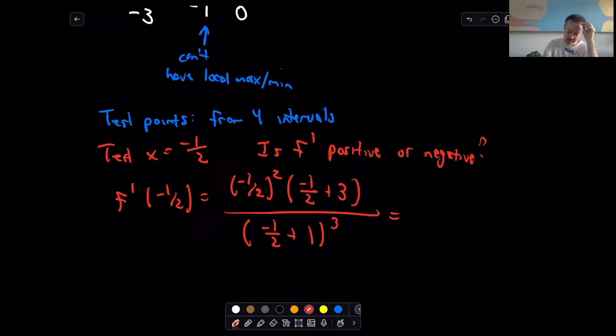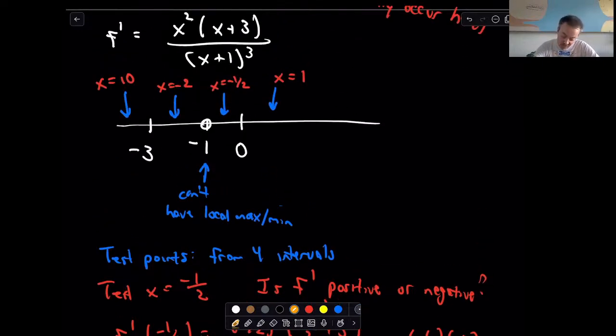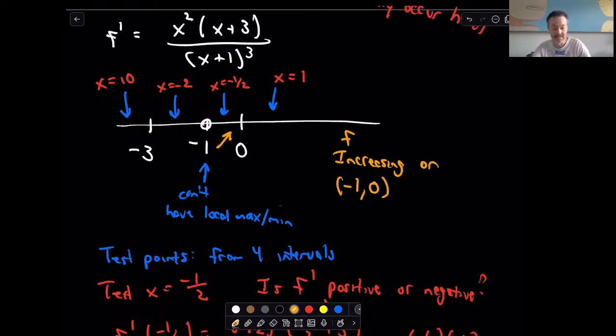So -1/2 squared, that's going to be a positive number. -1/2 plus 3, that's going to be another positive number. -1/2 plus 1 to the third, that's another positive number. This is going to be a positive number. So I just plugged in -1/2. That means over this interval that my function is increasing. So I now know that f, the original function, is increasing on the interval from -1 to 0. I now know that that is happening.